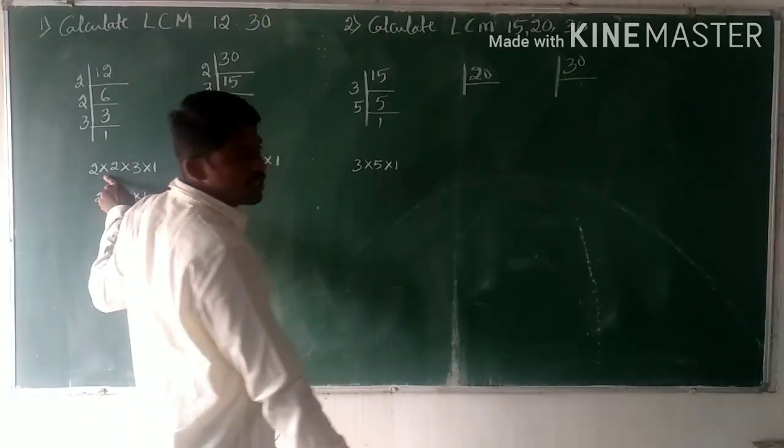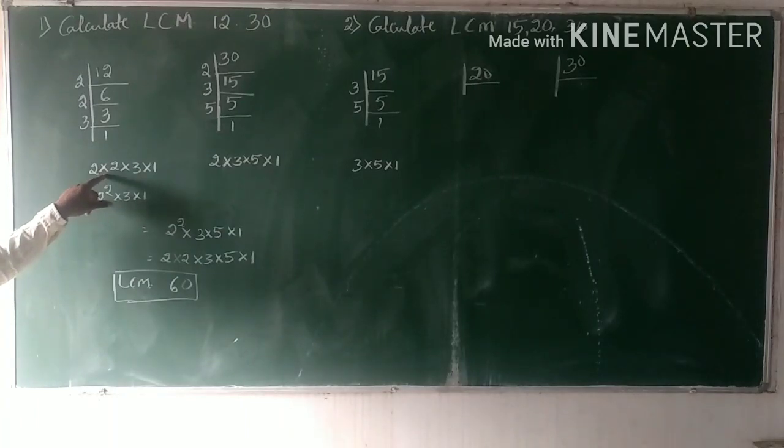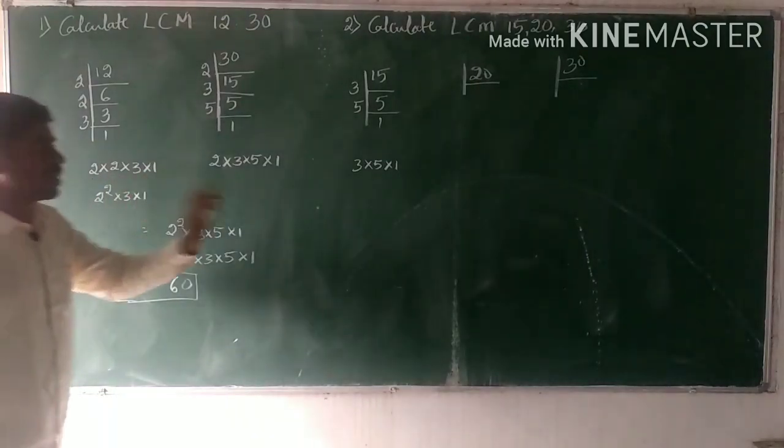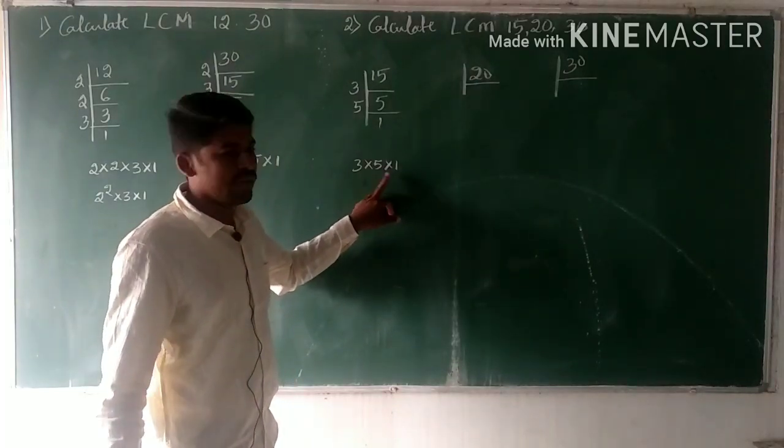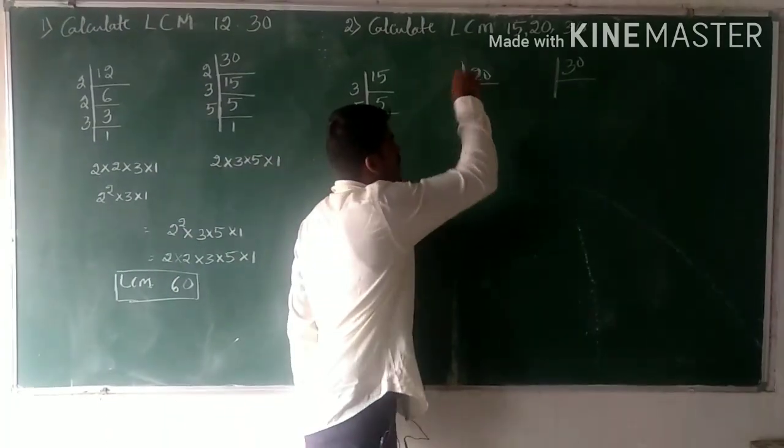That's why I got 3 into 5 into 1. Here 2 is repeated 2 times, so that's why it has 2 square. Here the values are repeated only one time, that's why 3 into 5 into 1. Next I go to the second number.